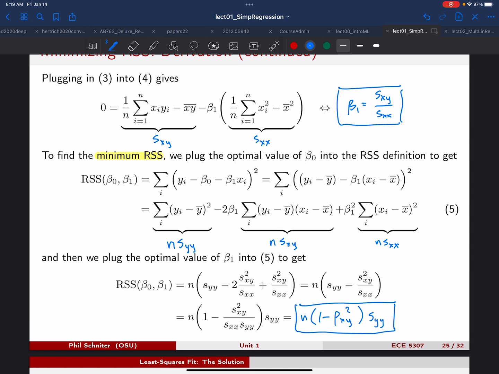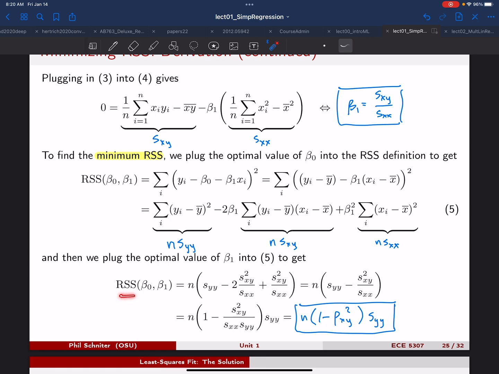So knowing what we know about rho xy, what's something that you can immediately see? What if the xy pairs perfectly lie on a straight line? What does that mean in terms of rho xy? What did we say? When they lie on a straight line, rho xy equals either 1 or minus 1, right? So in either of those cases, what does this turn into? 0. That means RSS is 0, right? That makes sense, because if things are perfectly on a line, I can fit them perfectly with a line and get 0 error.